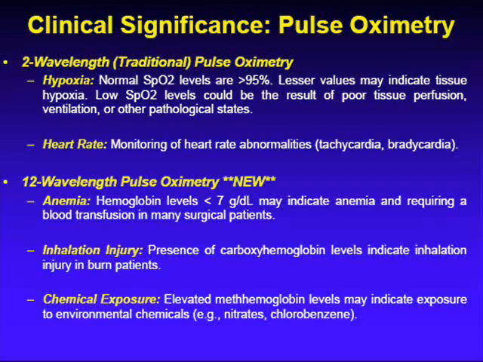So the clinical significance of pulse oximetry is really, one, allows you to determine if the patient's hypoxic or not. Normal oxygen saturation levels are greater than 95%. However, lesser values may indicate tissue hypoxia. Low oxygen saturation levels could also be the result of poor tissue perfusion, ventilation, or other pathological states.